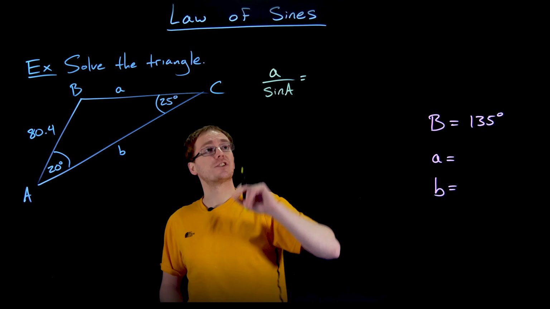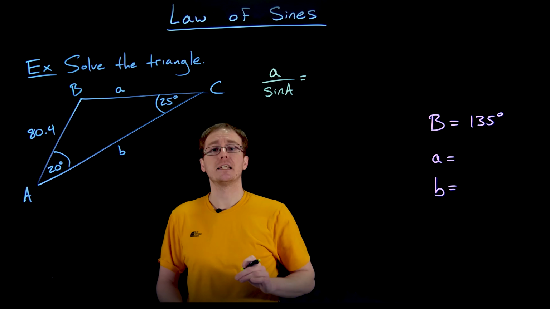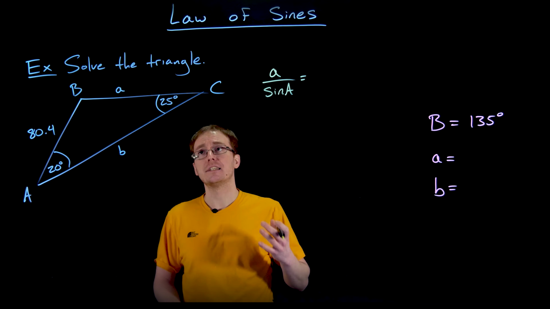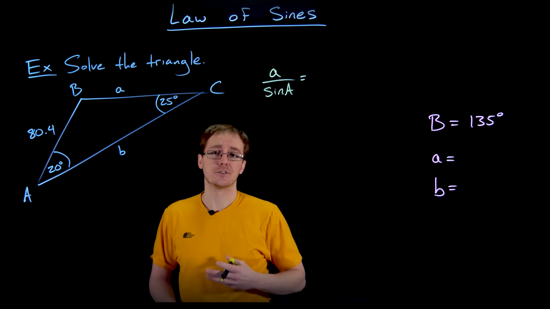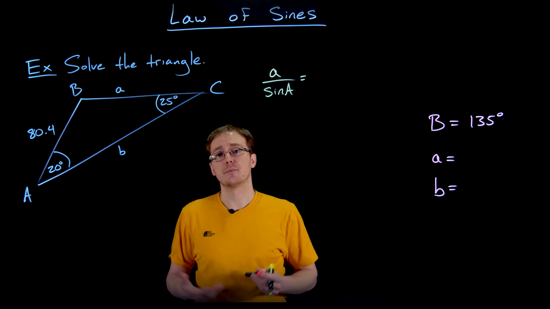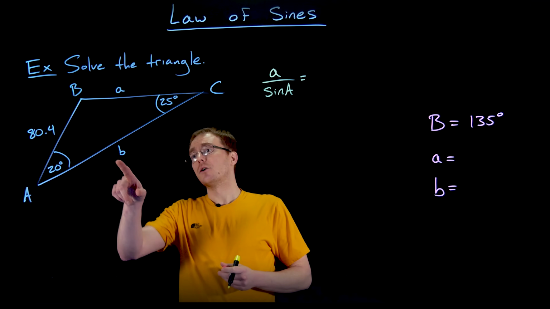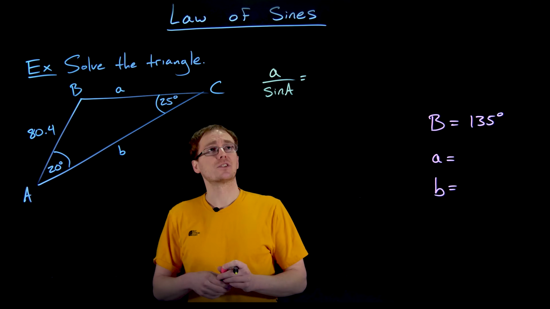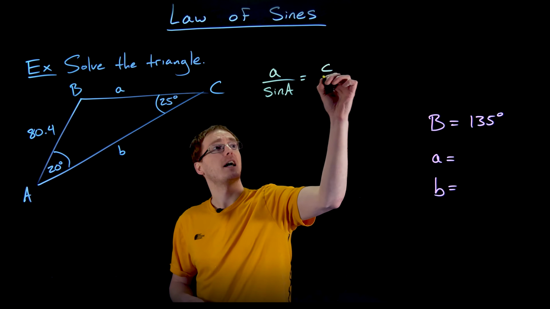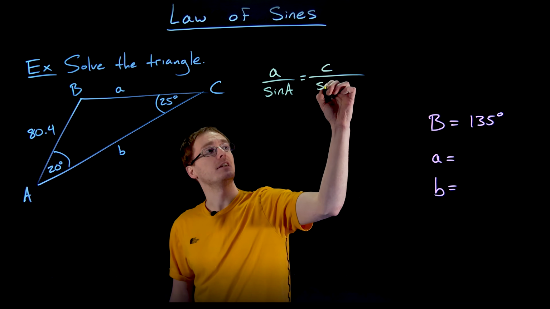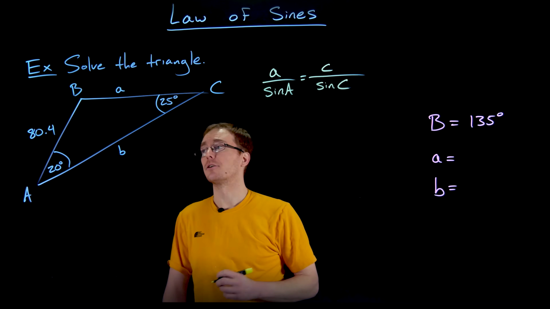So we have A over sine of A, and now we're going to set that equal to either side length B over sine of B or side length C over sine of angle C. To make that choice, it really depends on what information we know. And well, we don't know side length B yet, so that kind of forces us into using our law of sines version where we have A over sine of A is equal to C over sine of angle C.